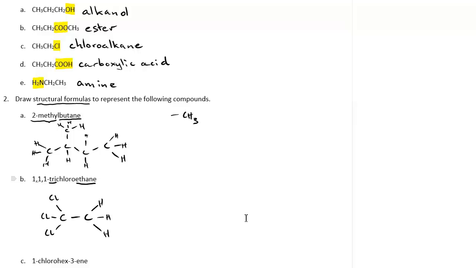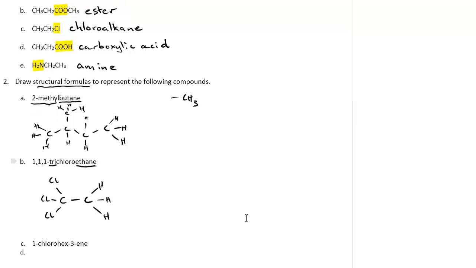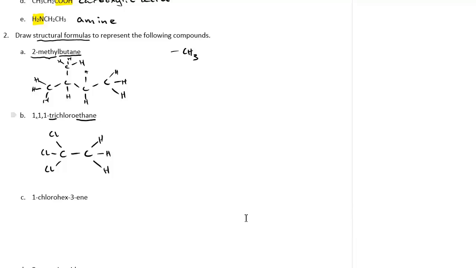So let's have a look at the next one. So we've got 1-chlorohex-3-ene. Okay, so the hex-3-ene, we'll just draw a hexane first. How many is that? That's 5, 6. And on the third carbon we have, so 1, 2, 3. On this third carbon here we have a double bond. Okay? And then on the first carbon we have a chloro group.